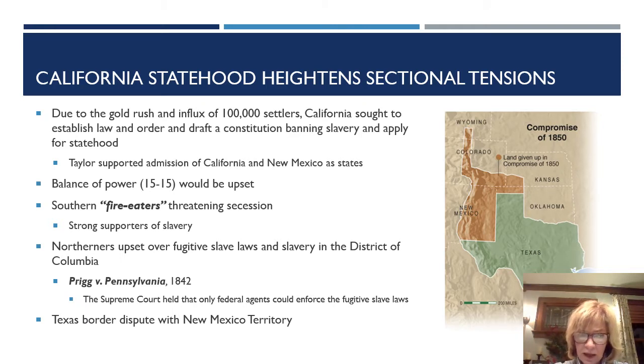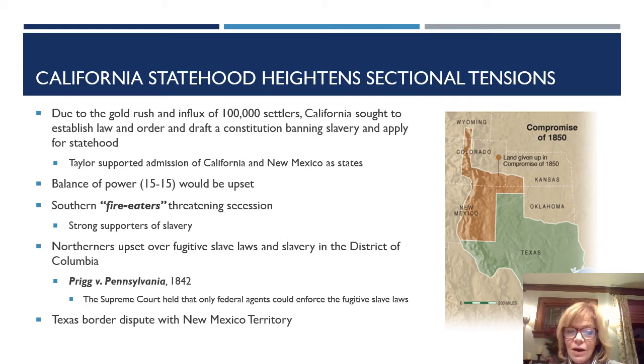And so California wants to become a state. So they get together, they draft a constitution, and they present it to Congress to become a state. Now, the balance of power is 15 north and 15 south. So if California became a state, this would upset that balance of power. As you know, ever since the Constitution was ratified, they would allow a slave state and a free state at the same time to maintain that balance of power. So this was really going to upset it, right?